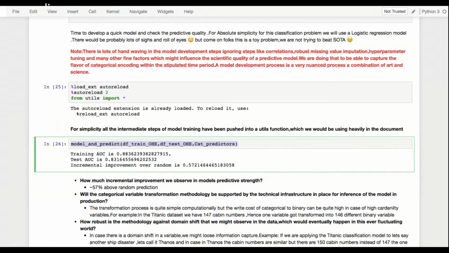It takes the training dataset, develops a logistic regression model on it, generates predictions on the training and test, and gives us 3 things: the training AUC, the test AUC, and the incremental improvement over random. Incremental improvement over random is essentially, if you had just used random probabilities, what AUC you would have got, and if you are using the logistic regression that you developed, what is the improvement that you have over random, essentially.